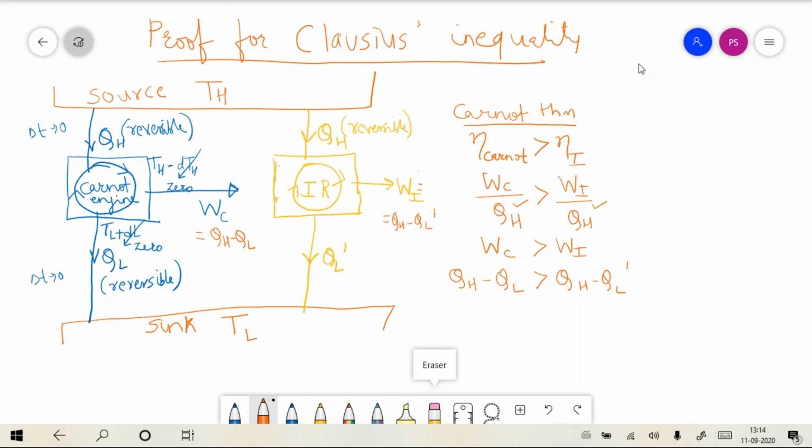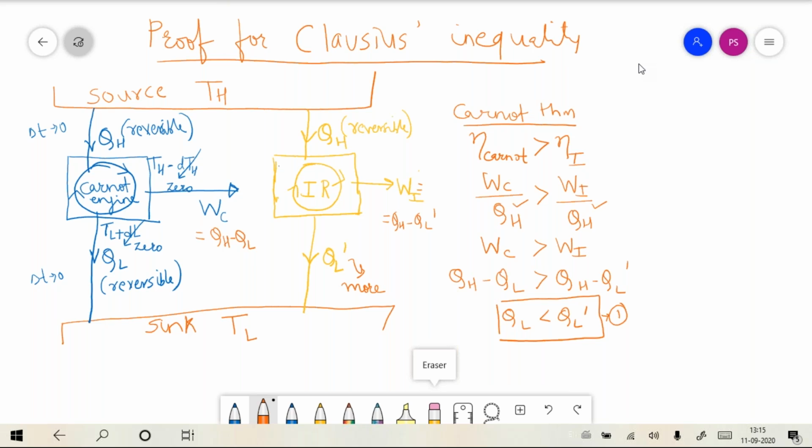So from this, it follows that QL is less than QL dash. Let us call this equation 1. From the Carnot theorem, we now have an insight that the heat rejected would be more, obviously, because the efficiency of the irreversible engine while operating between the same two temperature reservoirs is less as compared to the Carnot engine. So the heat rejected would be more.